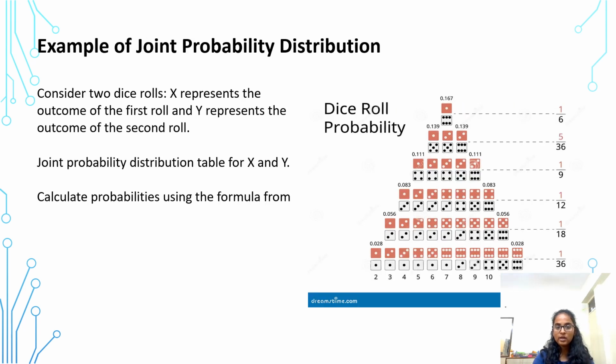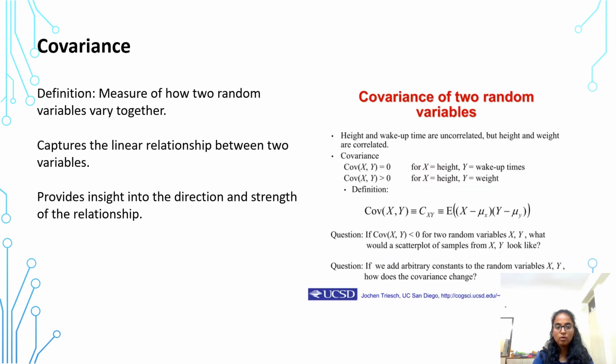Let us take an example by considering two dice rolls, where X represents the outcome of the first roll and Y represents the outcome of the second roll. This is a good example of a joint probability distribution. And let us look at the covariance. Covariance measures how two random variables vary together and captures the linear relationship between those two variables. It also provides insight into the direction and strength of the relationship.